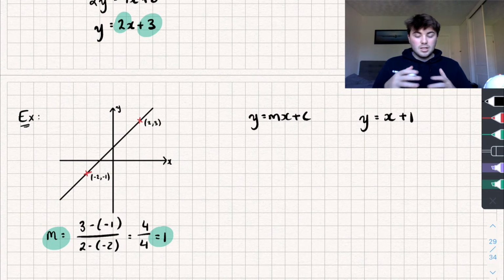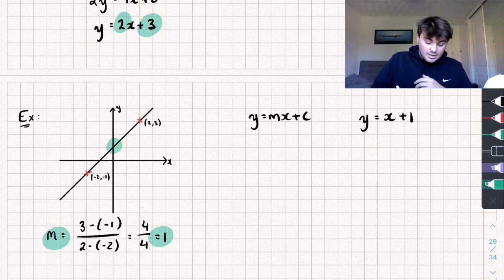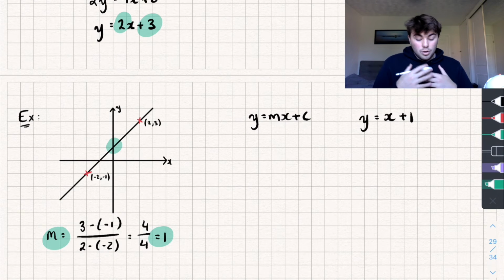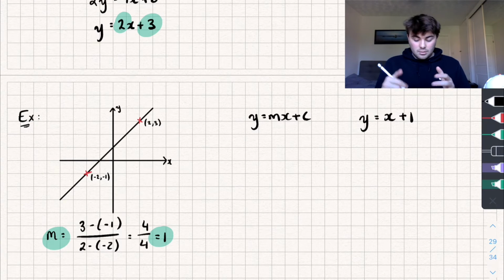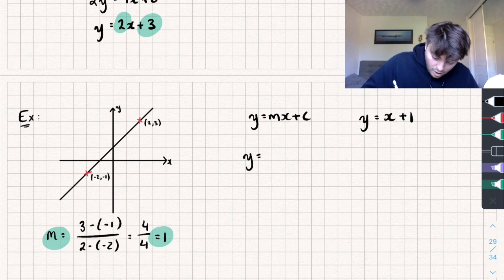But sometimes it's not going to be that easy because you might not be able to tell where it crosses the y-axis, or you might just not be given a graph, okay? And so to find the value of c then, well, you're first going to find the value of your gradient, so still 1, and then you're going to substitute that into the equation y equals mx plus c. So we get y equals 1x plus c.